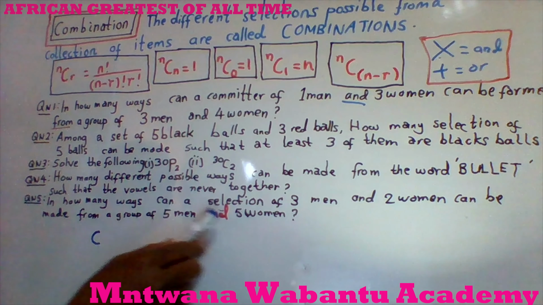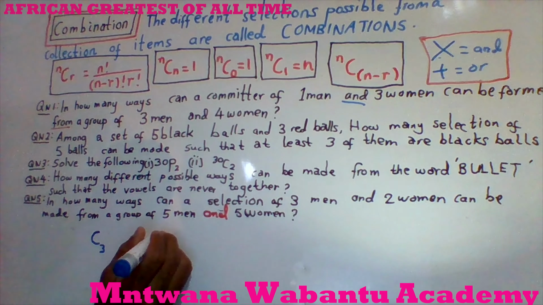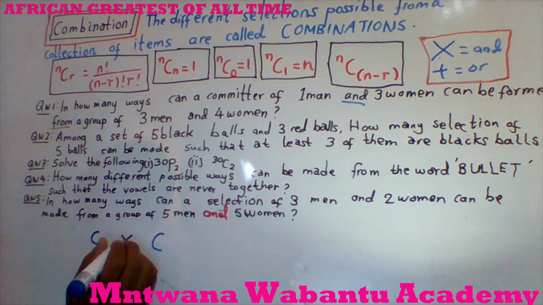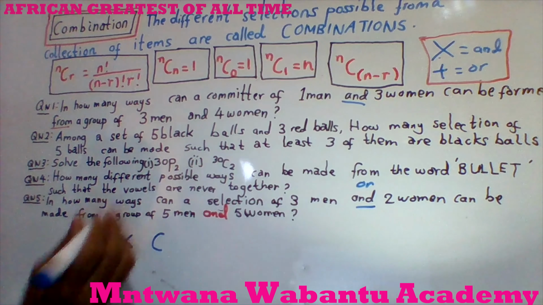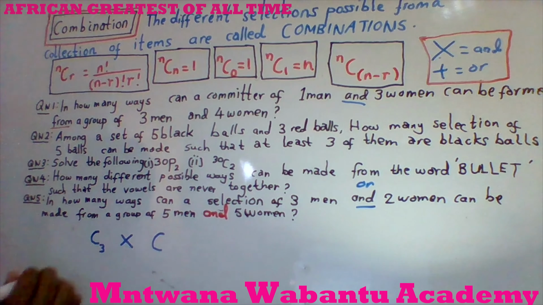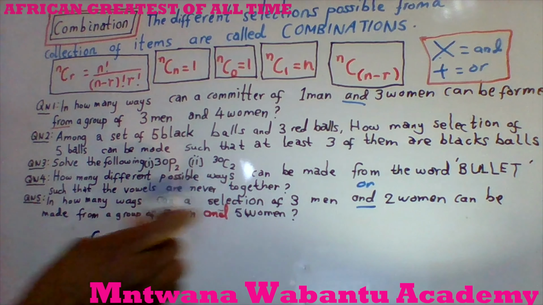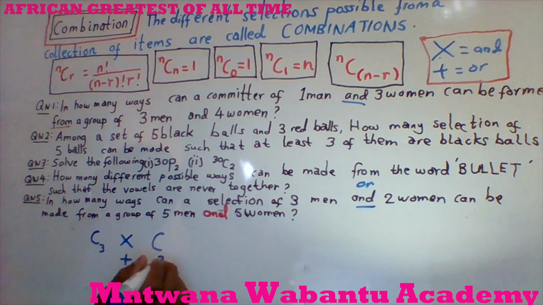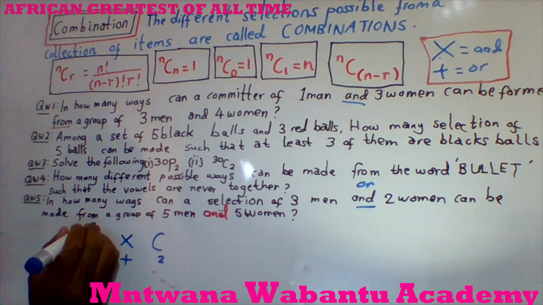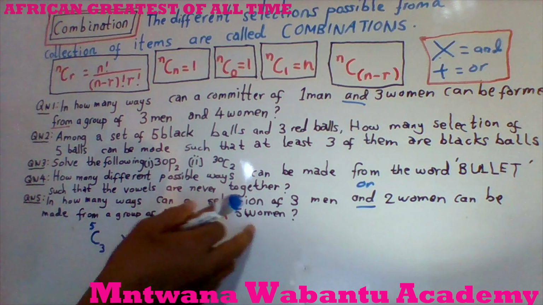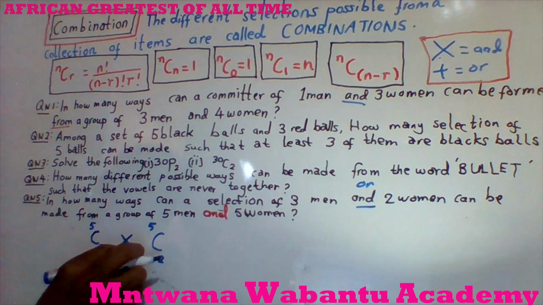So the selection of 3 men from, and also you're going to select, if they said "or" here, I was going to say plus. But then they say "and" the 2 women, so we're going to take 2 women, from a group of 5 men. Of 5 means we're going to do a combination, and 5 women too. This plus is not there because they didn't say "or". But if it was "or", then it was a plus.